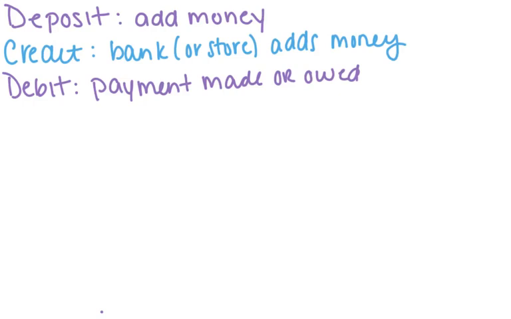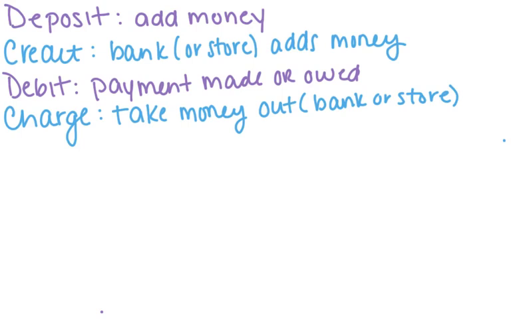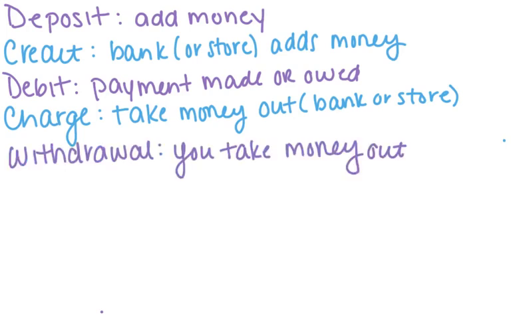Third, debit means that you have made a payment or that a payment is owed. A charge simply means that money is being taken out of your account. That could be by the bank or a store. And lastly, a withdrawal means that you are taking money out of your own bank account.